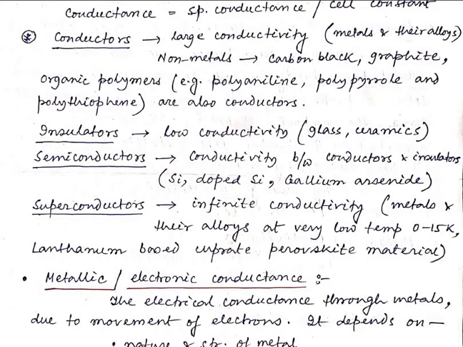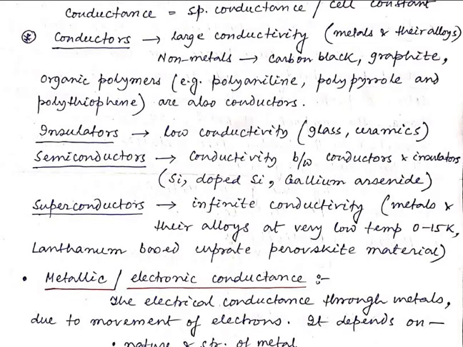And what are the superconductors? Superconductors हम लोग किसको बोलेंगे, जिसका इनफाइनाइट कंडक्टिविटी, कंडक्टिविटी और कप्पा जो है उसका वैल्यू इनफाइनाइट होगा, मतलब वेरी हाई, उसको हम लोग सुपर कंडक्टर बोलते हैं. फॉर एग्जाम्पल metals and alloys at very low temperature, that is 0 to 15 Kelvin, not degree centigrade, 0 to 15 Kelvin, that is very low temperature, and in that temperature the conductors actually behave like superconductors. And other examples are also there, like lanthanum based, cuprate, perovskite material. These are also the examples of the superconductors.